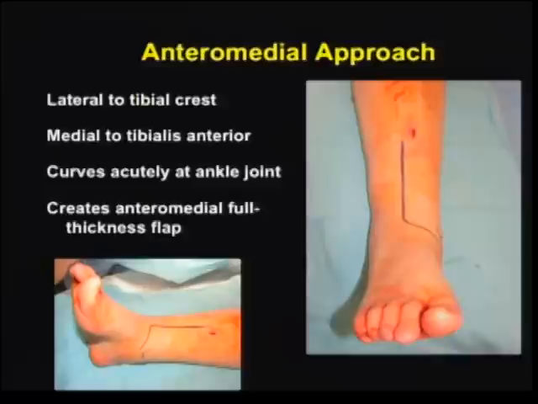I think the anteromedial exposure has been well described. I think just some of the technical aspects are the incision should really be over the anterior compartment and not over the tibia itself, avoiding the paratenon of the tibialis anterior tendon, typically curving acutely at the joint and then creating this large anteromedial full thickness flap. This is a demonstration too of the view that can be obtained.